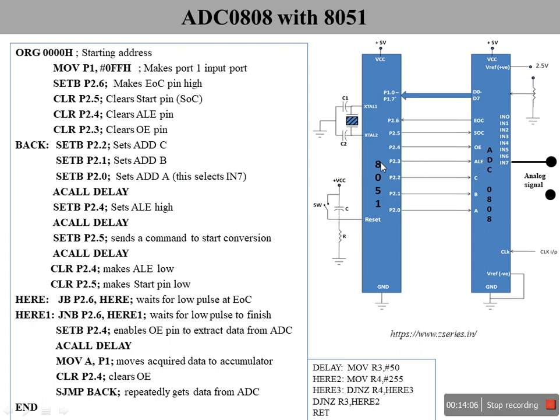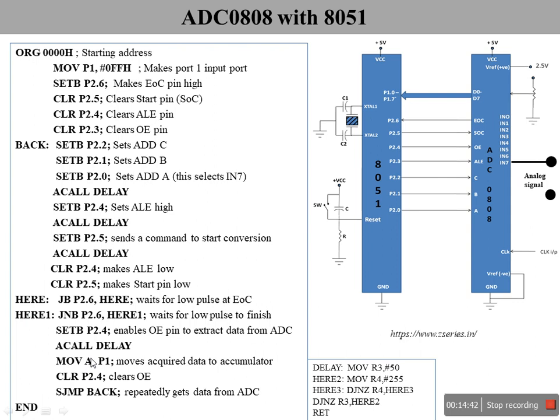Then this microcontroller will tell when to start conversion and from which input channel it should start converting. So that connection is decided by this particular code. This code says that you have to select the input signal which is connected to input channel IN7. So it starts converting, gets the data, and that data will be available in the accumulator. Some other application may read the data from this accumulator.